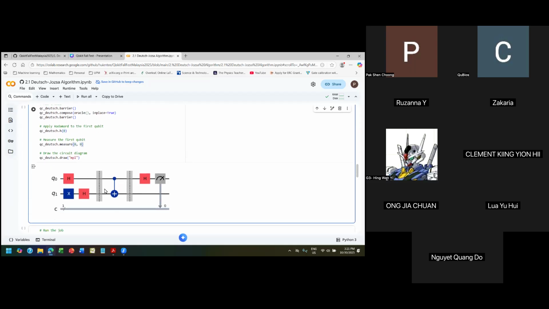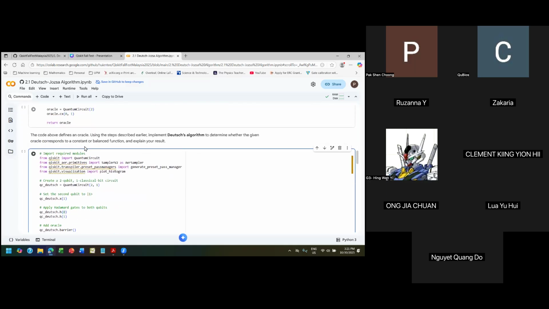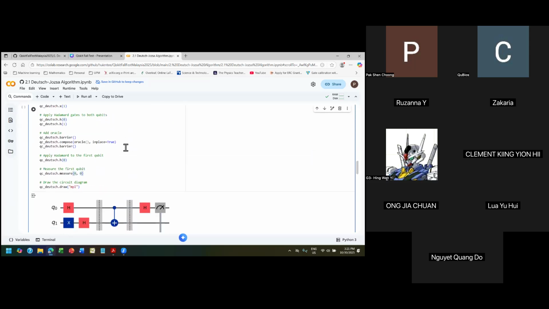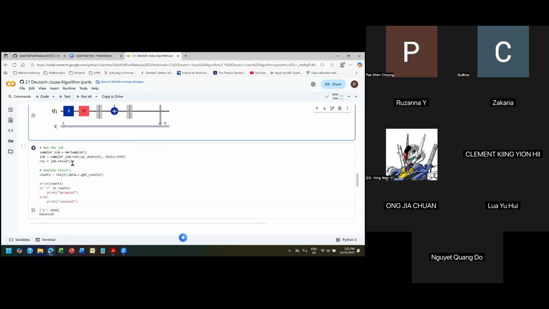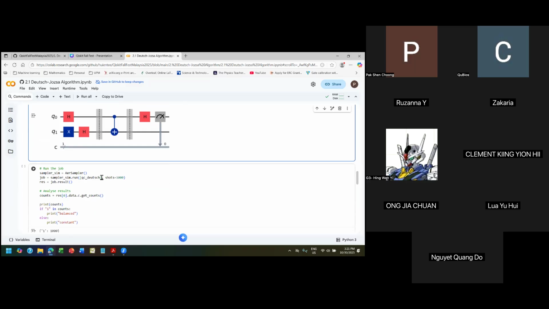So the center here, you can see it's a CX gate, right? That's basically the oracle. But I told you guys to just forget about the oracle, because we just want to test the Deutsch algorithm. After that, when we have all these, we can start to run a job on a simulator. So when we write sampler sim equals AerSampler, we are creating a simulator object in Qiskit, which allows you to run this whole quantum algorithm on your computer instead of running on a quantum computer. So it's basically a quantum simulator.